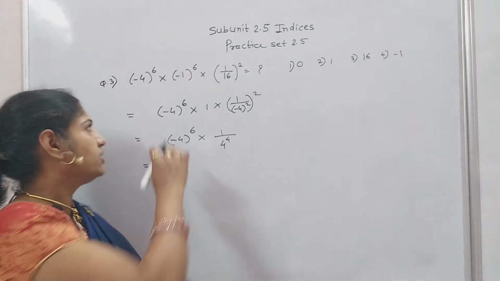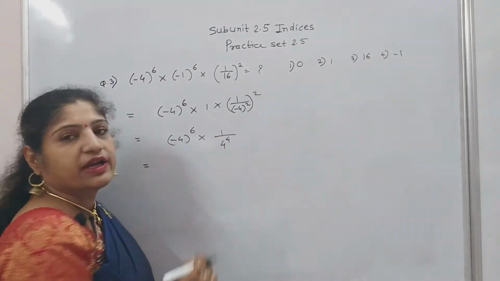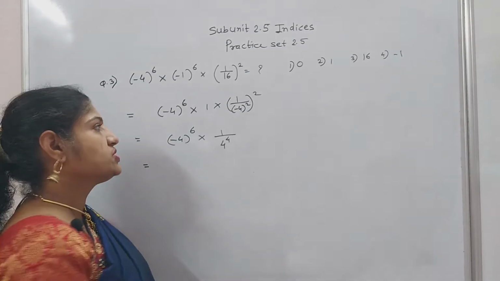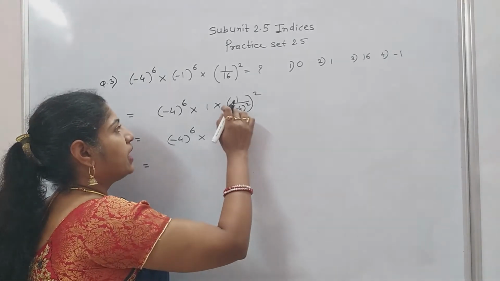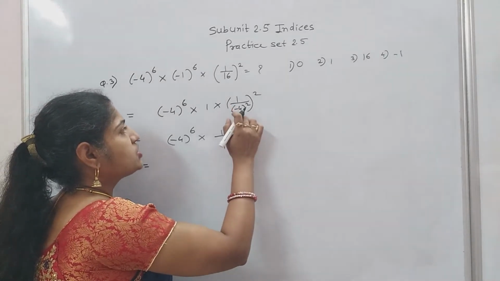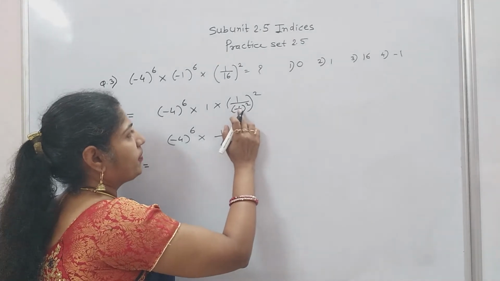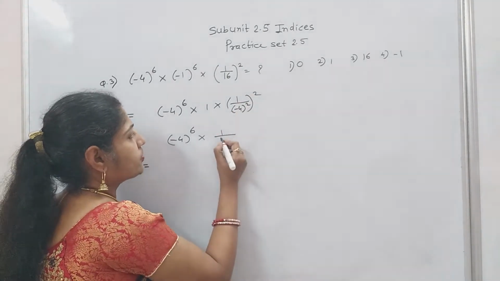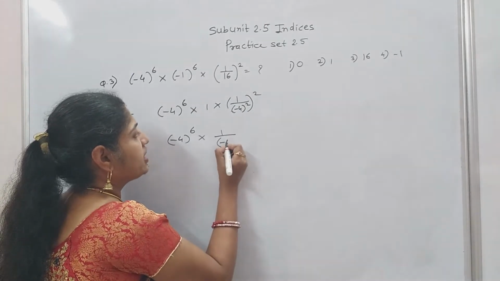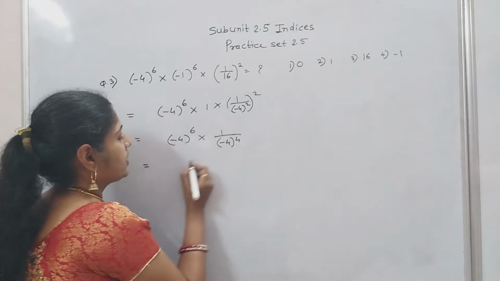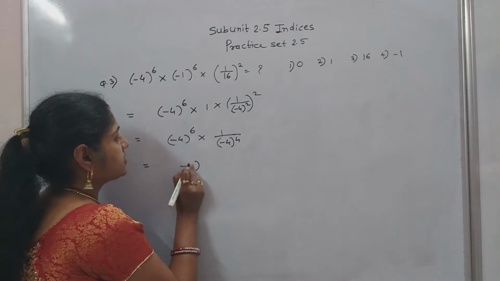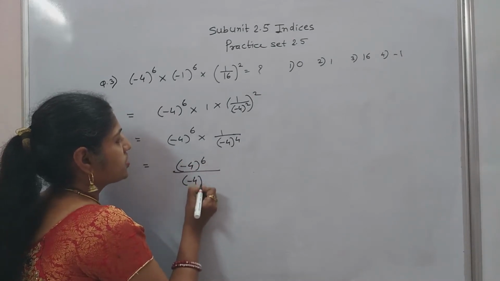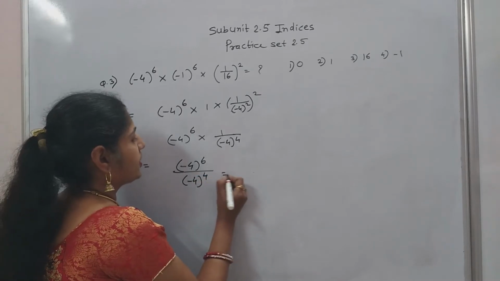Here is the minus 4, so I take the minus 4. 16 equals minus 4 into minus 4, positive 16. So rather than taking the plus 4, I take the minus 4. (-4) square, (-4) square, that is (-4) raised to 4. Minus 4 raised to 6 divided by minus 4 raised to 4.